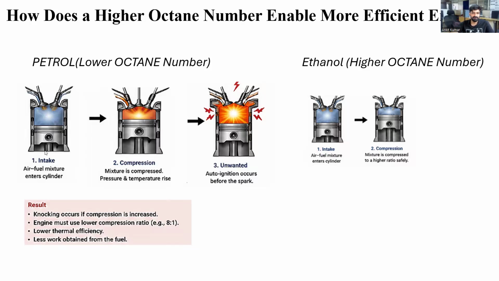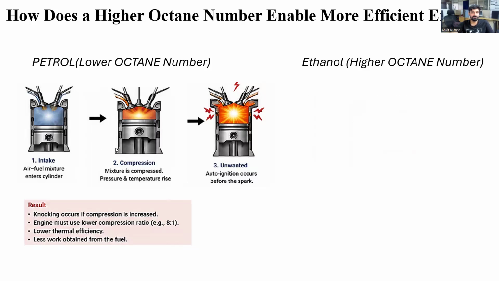And we have seen that for both of these engines, whenever the air fuel mixture is injected into the cylinder of the vehicle engine, the piston moves upward and compresses the air fuel mixture. Due to this compression, the volume decreases, the pressure increases, and that eventually increases the temperature of the air fuel mixture.